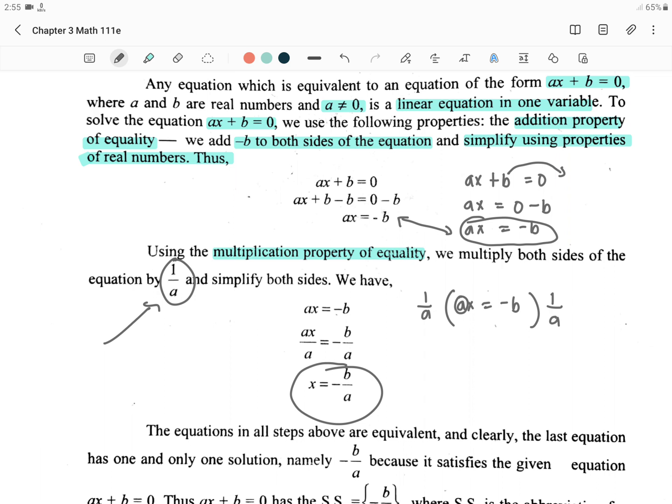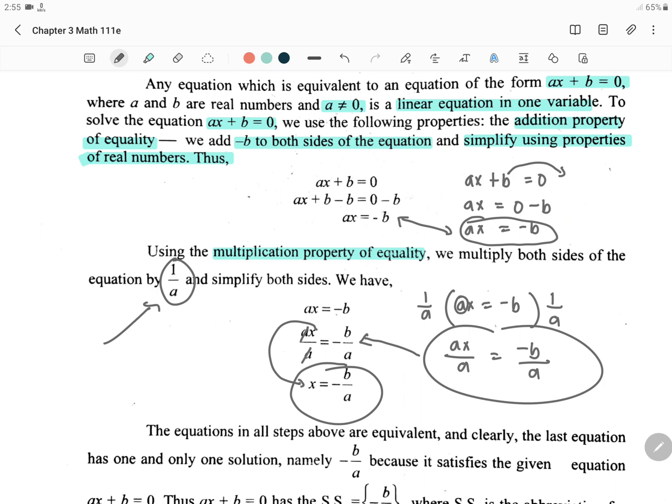equation natin. So, ngayon, we are left with ax over a is equal to negative b over a. So this one now is familiar because that is the same with this one. So, by simplifying that one, makakancel natin yung a. So, yung natira lang dyan is yung x, okay?